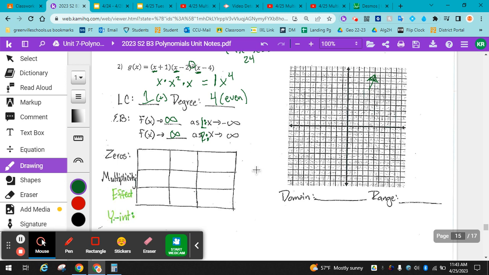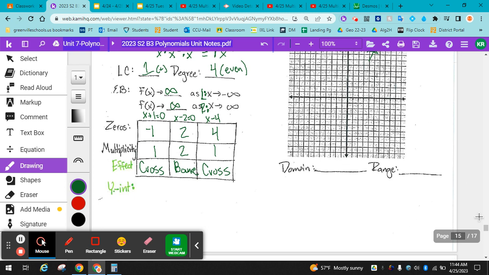Set each of these equal to 0 and solve. I like to write mine in order, especially when they do different things. So this is going to be -1, +2, +4. So x equals -1, +2, +4. Multiplicity of this first one was 1. The second one was 2. The third one is 1. So -1, multiplicity of 1 is a cross. 2 is a bounce.